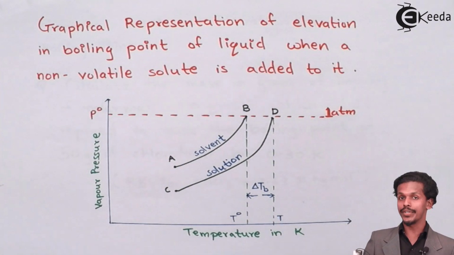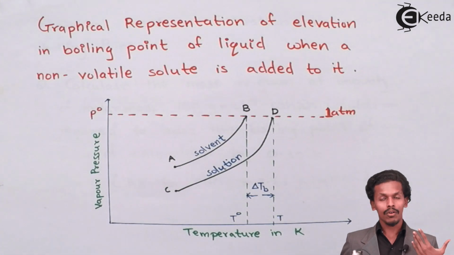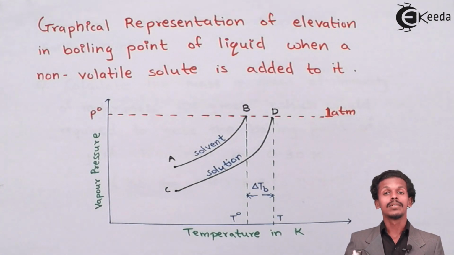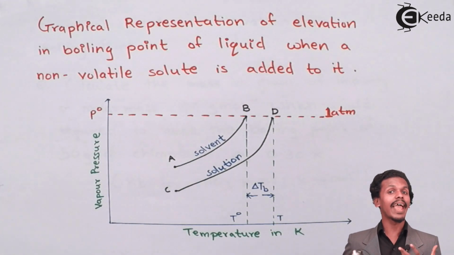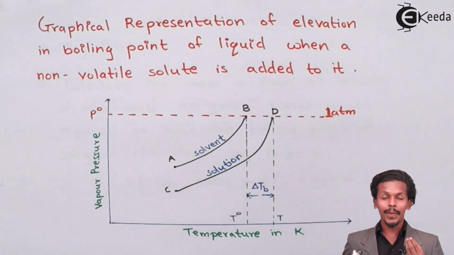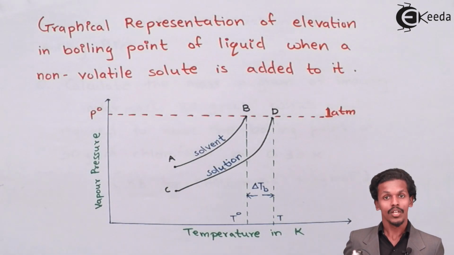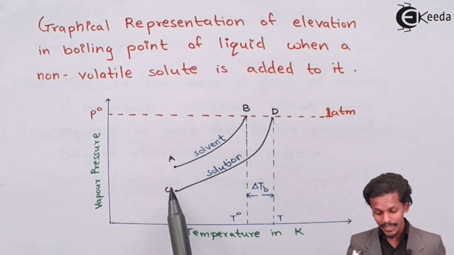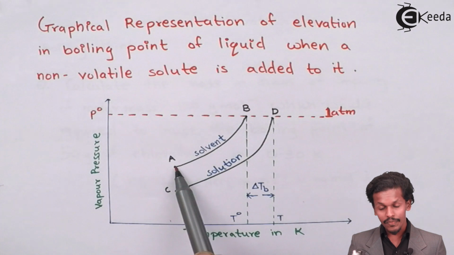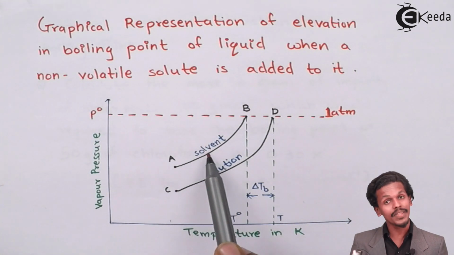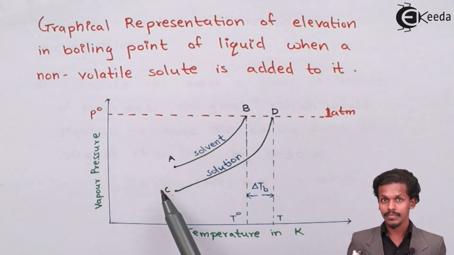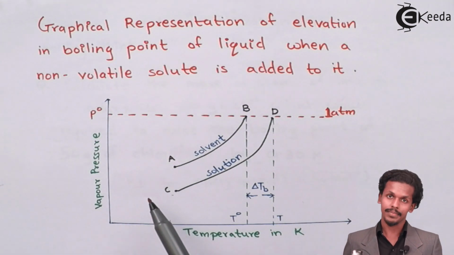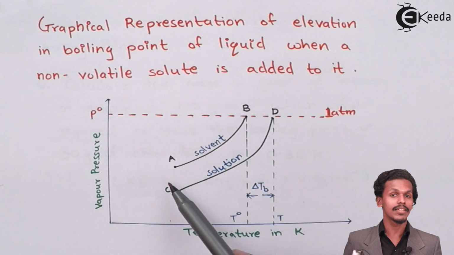Now let us talk about the solution. As we know, according to Raoult's law, and according to the previous lectures on relative lowering of vapor pressure, the solution has lesser vapor pressure than the pure solvent. So at the same temperature, the vapor pressure of the solution is lower than that of the pure solvent. And what will happen now if we increase the temperature? It will go the same as the solvent, but the curve will lie lower than the pure solvent.